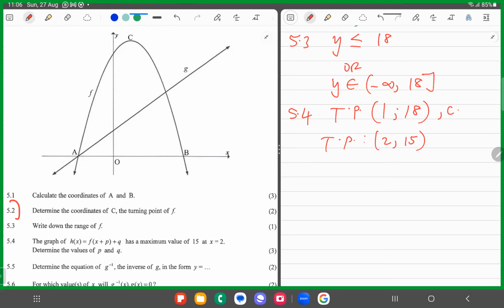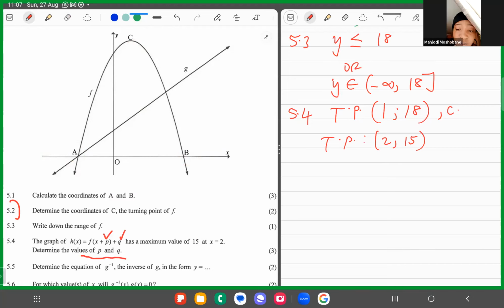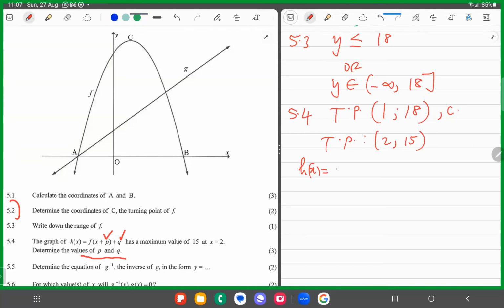So now, determine the values of p and q when it's x plus p, and then you have that q there. So in other words, you can see that at this point, you will have what? Because you have h, which is the same as f of x plus p plus q. So what is the meaning of these? At x equals 2, you have something.